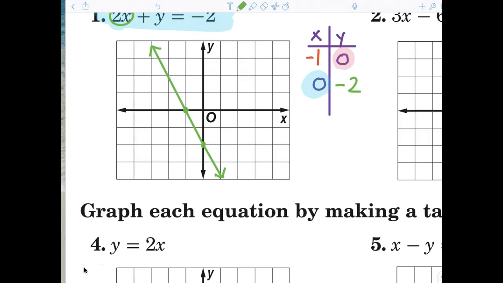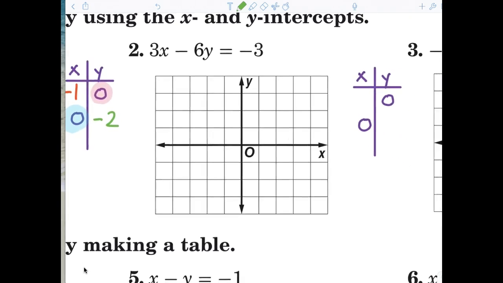Anybody have any questions with that? Everybody agree that's pretty easy, right? Any questions or concerns? I think we're going to do 2 more, Walker. Here we go. Number 2.